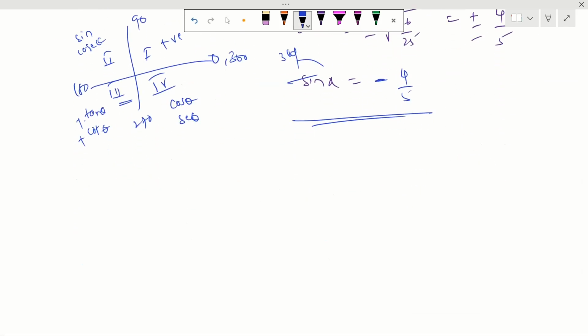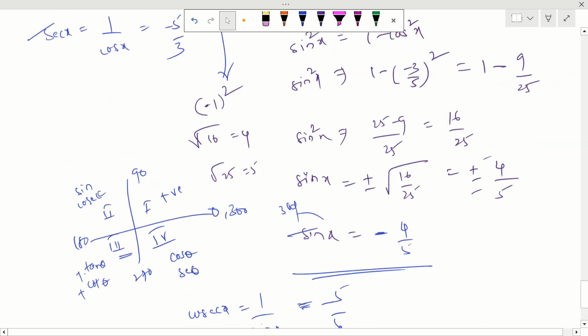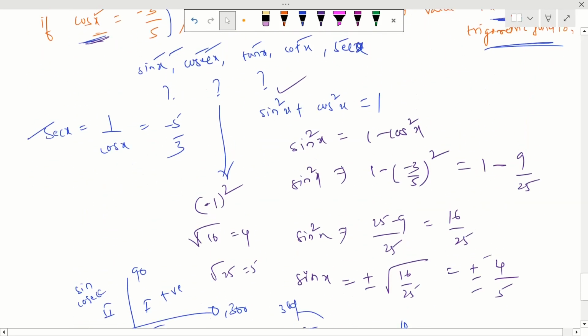Now the sin x value we know, and we can find its reciprocal. The reciprocal of sin x is cosecant x, so cosecant x is 1 by sin x. With sin x as minus 4 by 5, 1 by sin x means it is minus 5 by 4. Okay, now we have found secant, sine and cosecant.